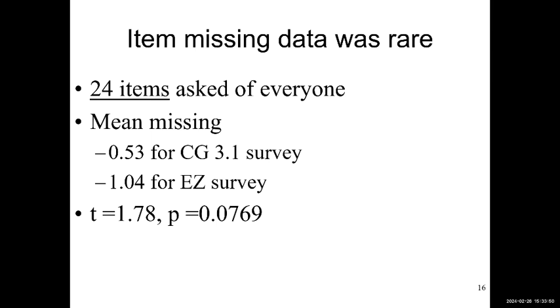There are some questions that you might skip over, like I was just referring to, but 24 questions are asked of everyone. You look at the mean missing item rate, it's actually not very big. It's about a half item for the standard survey and about 1 item for the easy survey. And that t-test of that difference is not quite significant, but there was a little less missing data for the standard survey. We can just say they're pretty equivalent on that, and they were low. So that's not a strike against the easy survey.